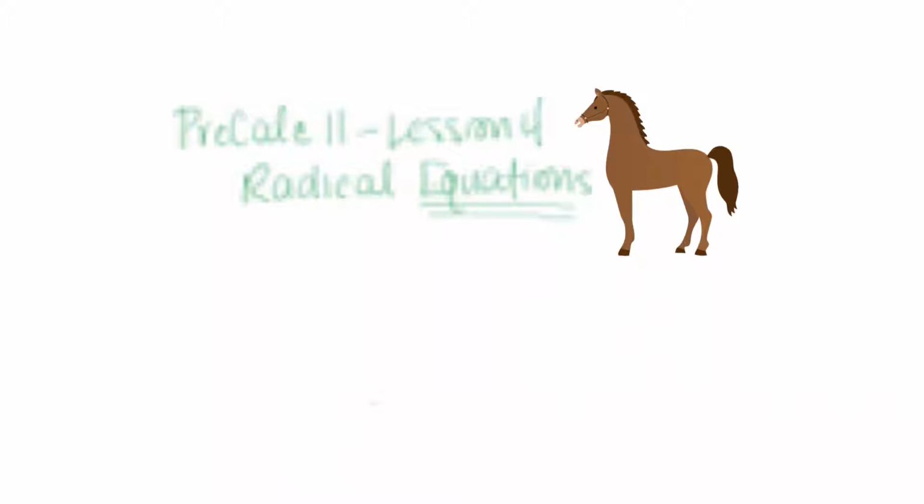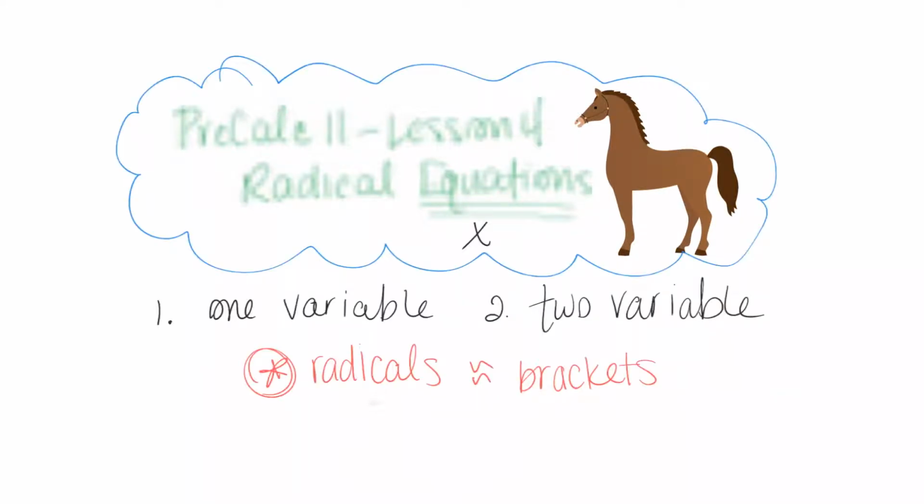Now, the key to this is that radicals are like brackets. So when numbers are in a radical, it's like being in a bracket. You have to keep them in there. They function as a unit, as a group. So for order of operation purposes, everything in the radical stays in the radical.